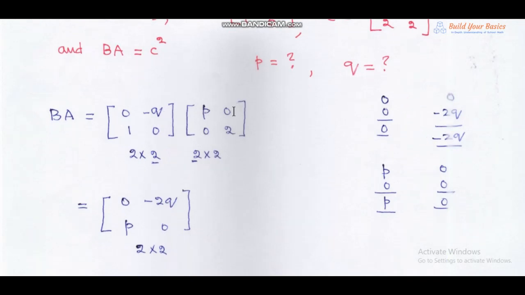0 into 0, 0 minus Q into 2, minus 2Q, total minus 2Q. Now second row, first column: 1 into P, 0 into 0, 0, total P. 1 into 0, 0, 0 into 2, 0, total 0. So we have obtained BA equal to [0, minus 2Q; P, 0].